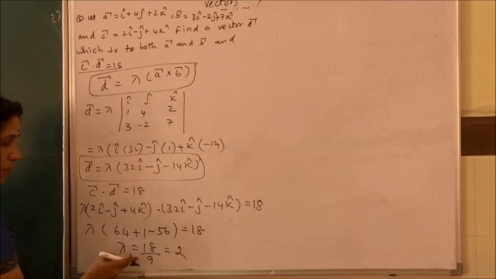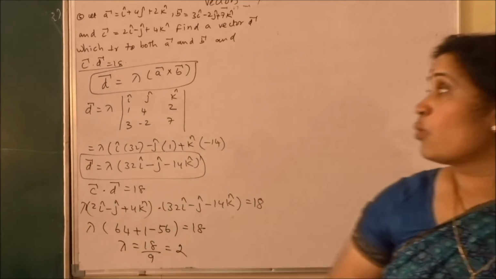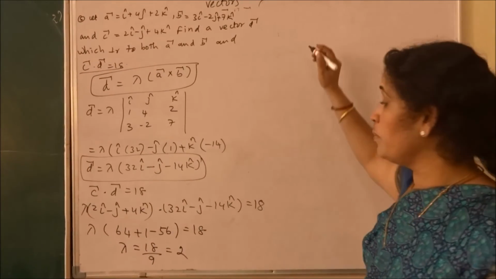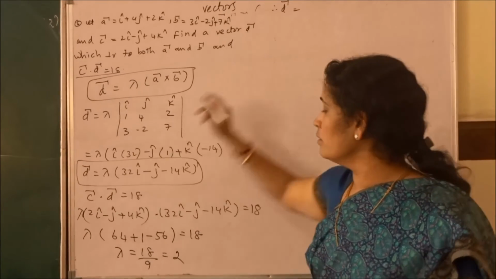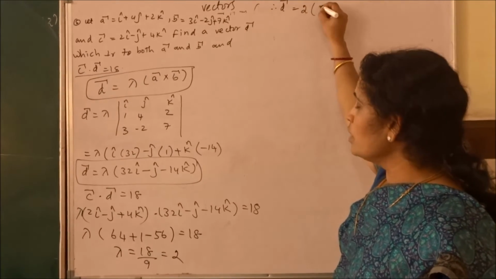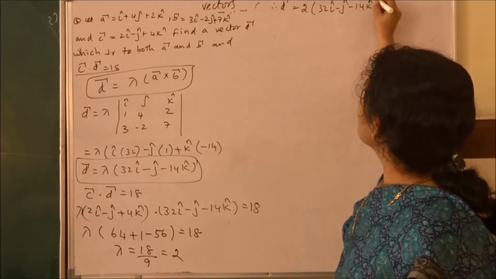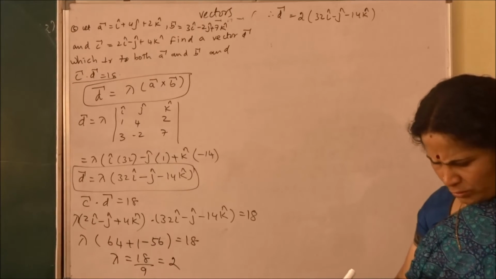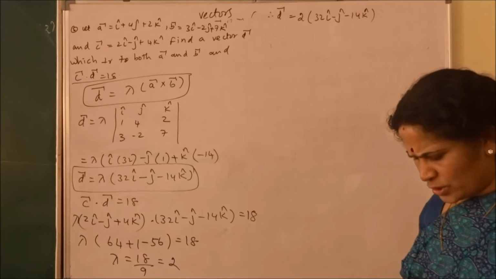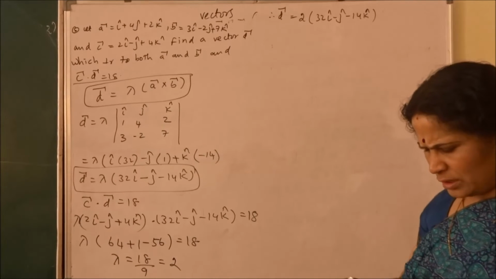So what is the value of lambda? Lambda is 2. Therefore the D vector, I told you this is one of the most important and very short methods. So D vector equal to 2 into (32i minus j minus 14k), or otherwise if you want to open this, you can open it. This is one of the most important questions. Do this type of questions, almost in the NCERT book also they have this type of questions, take it for practice.